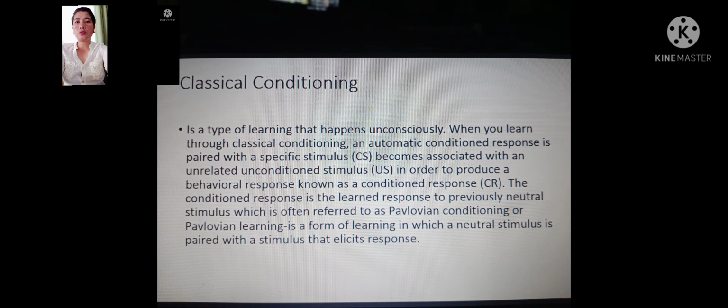In order to produce a behavioral response known as a conditioned response or CR. The conditioned response is the learned response to a previously neutral stimulus, which is often referred to as Pavlovian conditioning or Pavlovian learning, a form of learning in which a neutral stimulus is paired with a stimulus that elicits a response.